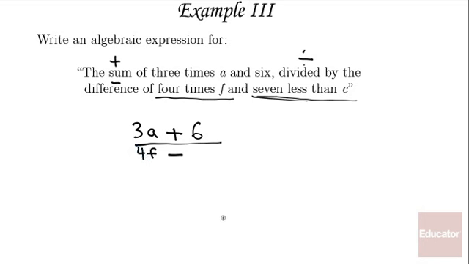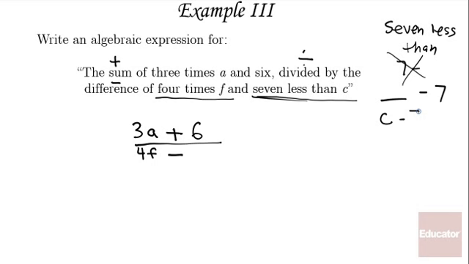A little more complicated over here because again we have that 7 less than c. Remember, 7 less than does not equal 7 minus. In fact, it's going to be something minus 7. What this is telling me is that I have c, and I'm going to have 7 less than that. I'm going to take 7 from c.